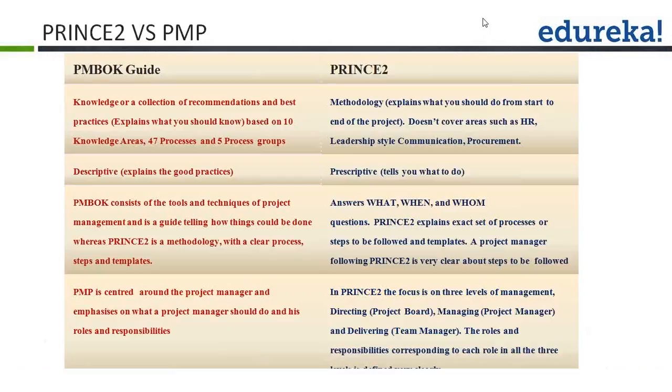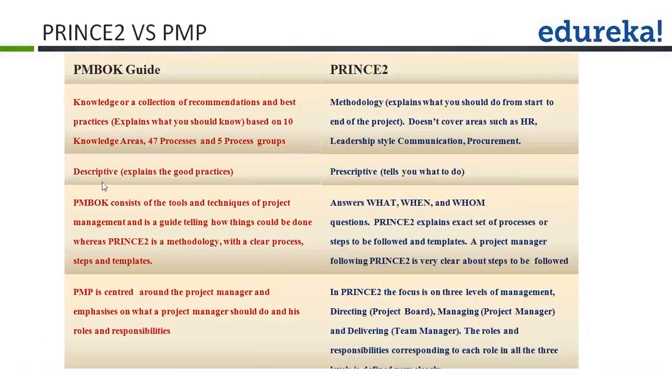Whereas PMP is based on the Project Management Body of Knowledge from PMI. It's a knowledge-based approach. It explains what, as a project manager, you should know. It is based on 10 knowledge areas, 47 processes, and 5 process groups. So, PMP is more about what a project manager should know, whereas Prince2 tells you step by step what a project manager has to do from start to middle to end of the project.